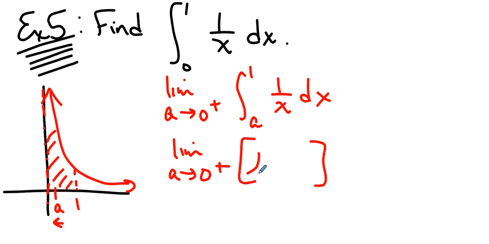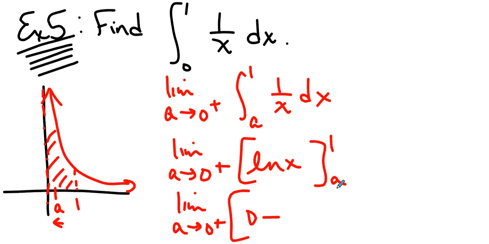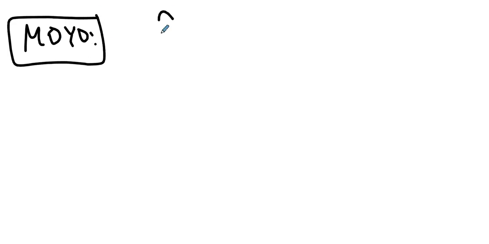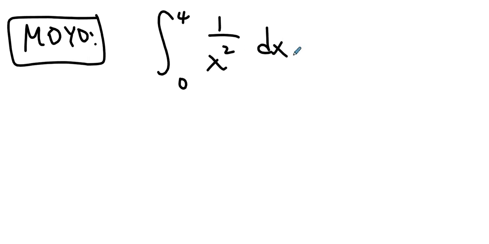We find an antiderivative from a to 1. The 1 goes in, the a goes in, and we ask what happens as a approaches 0 from the right. And it turns out that that blows up. And since that blows up, this integral diverges. This would be more on your own. You should know how to do this.